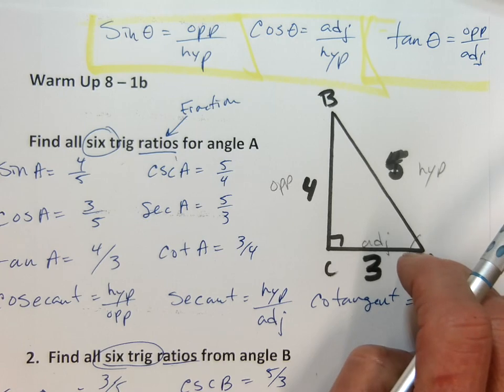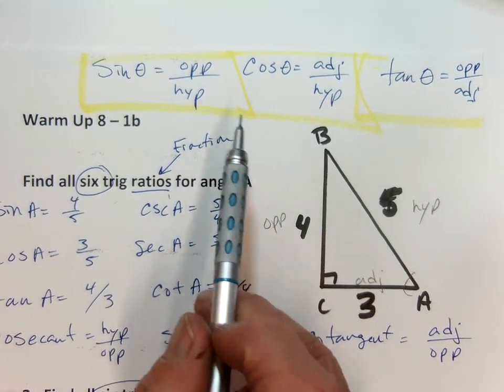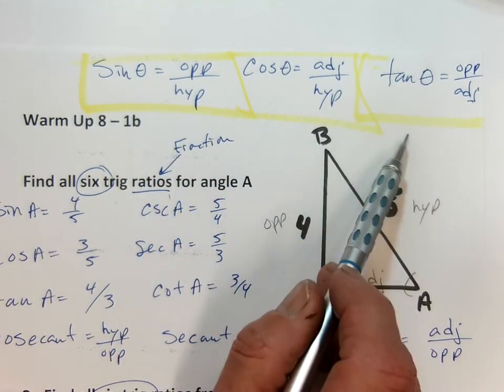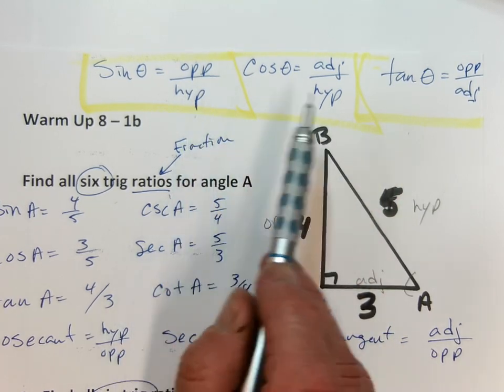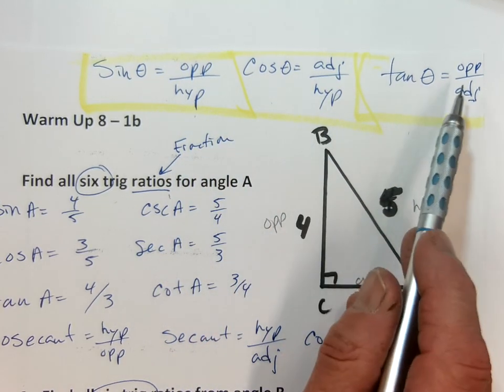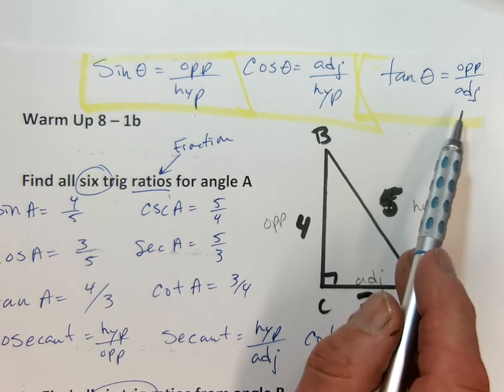So what I need to do is take a look at sine, cosine, and tangent. We learned last year. Sine is the opposite over hypotenuse, cosine is adjacent over hypotenuse, and tangent is the opposite over the adjacent. Now what does all that mean?